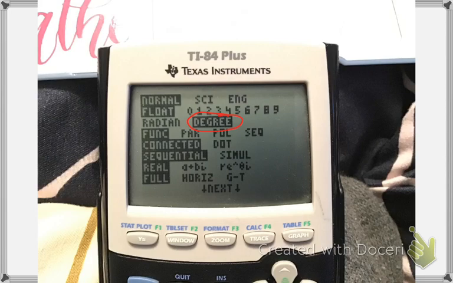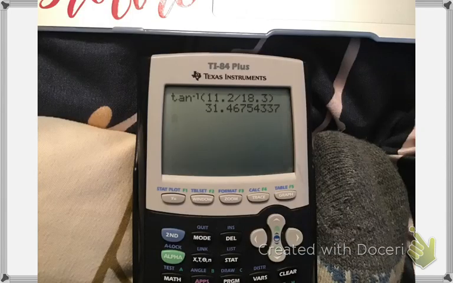Then, to solve for the angle using tangent, you have to put in the inverse of tangent, tangent to the -1, on your calculator. If you'll notice, there are the sine, cosine, and tangent buttons, and right above those in blue are tan to the -1, cosine to the -1, and sine to the -1. To get those to work, you have to hit second. So you'll hit second, tan, because we're trying to find the inverse tangent to find the degree. It automatically gives you parentheses, and we put in our values, 11.2 divided by 18.3. Hit enter, and you get 31.467, and so on.